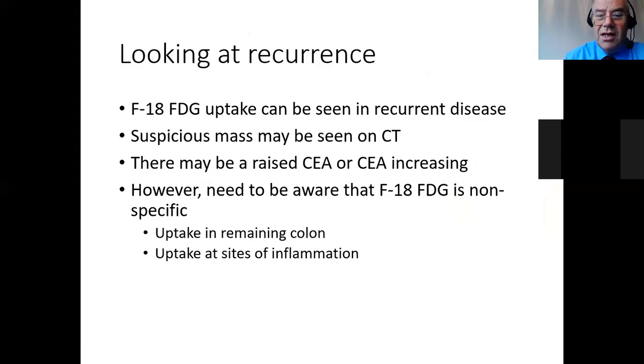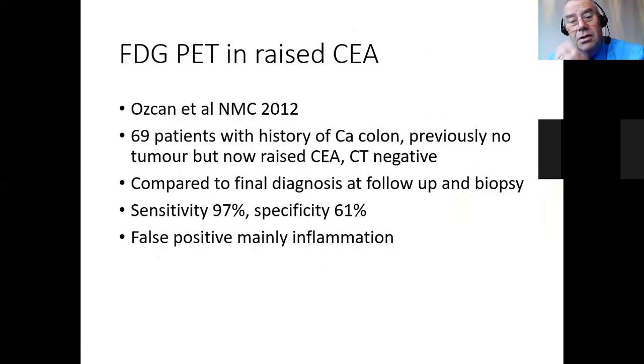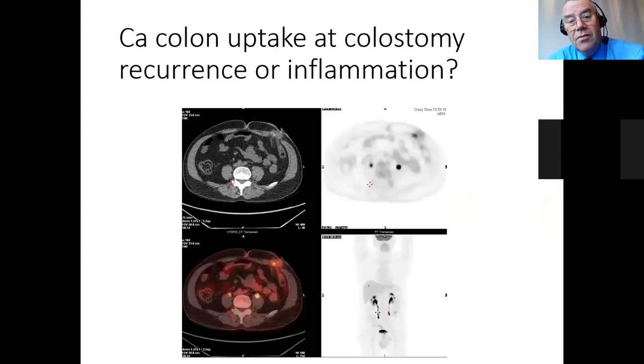Looking at recurrence, we may do it because we see a suspicious mass or suspicious change on CT, or there may be a rising CEA level. But again, remember that FDG is not specific, and you may get uptake in the colon or in sites of inflammation.